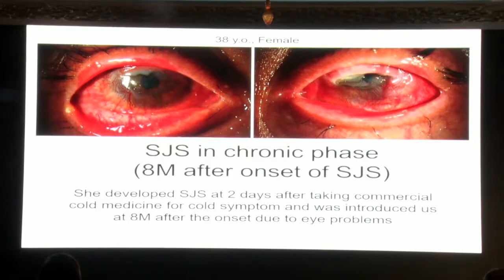I would say probably not chemical burn because the lids, the skin, look pretty good. So I'm thinking about SJS or OCP as the primary cause. And then you tell me it's a 38-year-old female. That makes pemphigoid much less likely. It can occur, but to get to this at 38, pemphigoid is unlikely. Same thing for a 50-year-old. Okay, that's right. It is SJS in the chronic stage, 8 months after onset. She developed SJS 2 days after taking commercial cold medicine for cold symptoms, and was referred 8 months after the onset due to an eye problem.